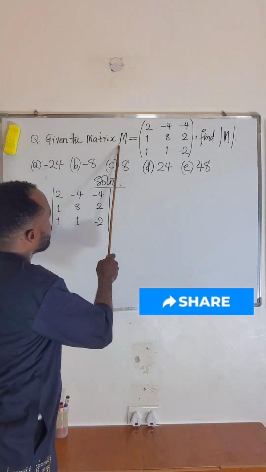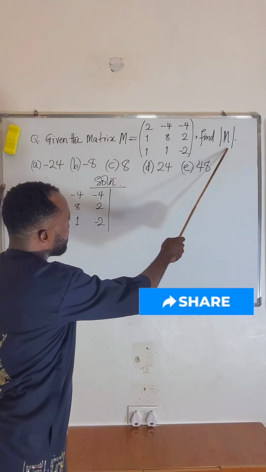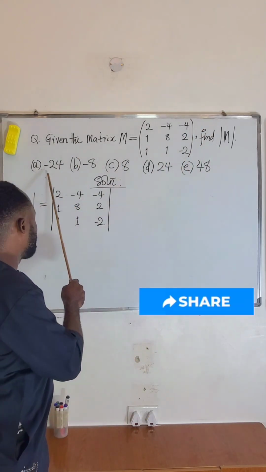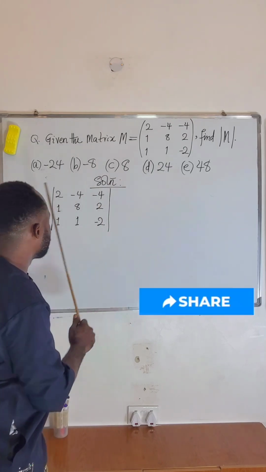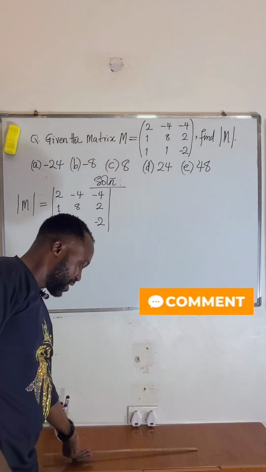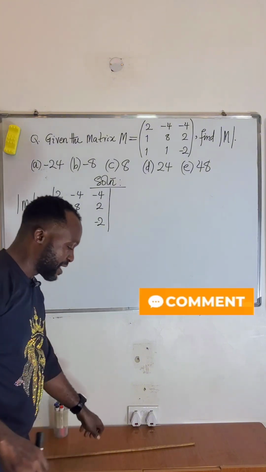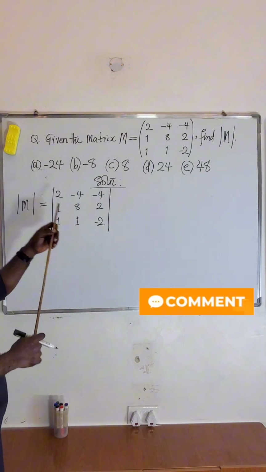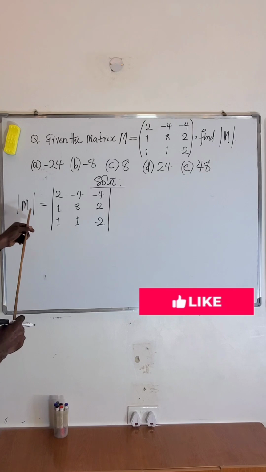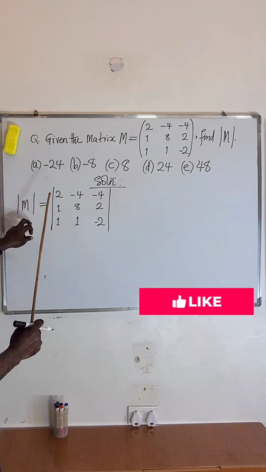Given that matrix M equals this, find the determinant of matrix M. You are given options from A to E. But my duty is to show you how to find the determinant of a matrix. In this case, we are going to use matrix M, which is this already. This is the symbol for the determinant of matrix M.